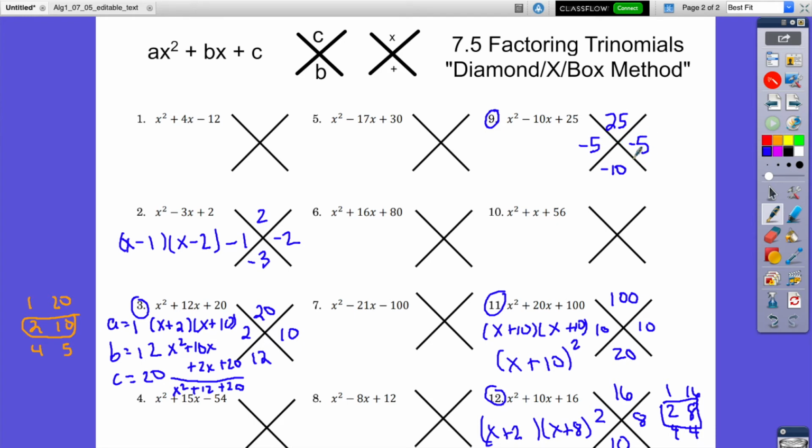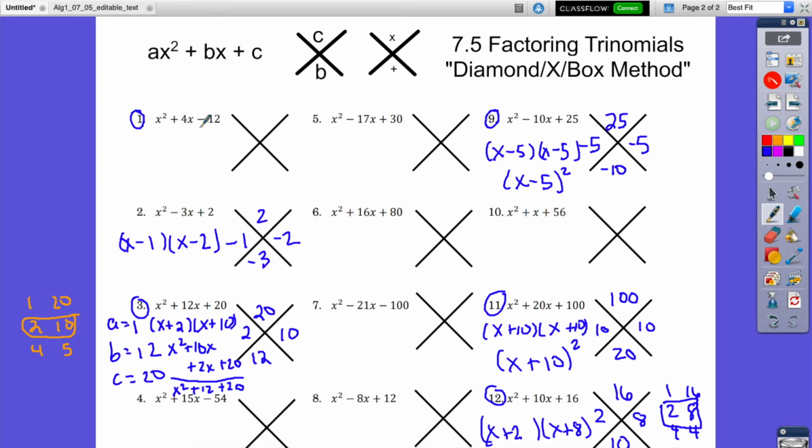Negative 5 plus negative 5 is negative 10. And then I write my double parentheses, x minus 5, x minus 5. And to make it cleaner, since it's two binomials, we just put x minus 5 quantity squared. Okay, now let's move to this problem here.